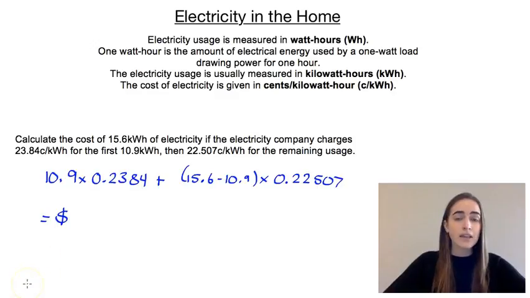Now, because we're talking about money, we're always rounding to two decimal places when we're talking dollars and cents for our final answers. So we'd end up with $3.66 for those 15.6 kilowatt hours.